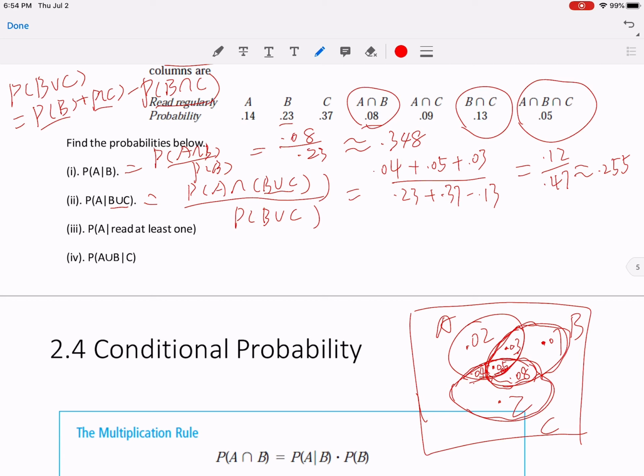So basically the key point of this question is to draw this Venn diagram. Once we have this graph over here, everything would be much easier. All right, let's take a look at part 3.